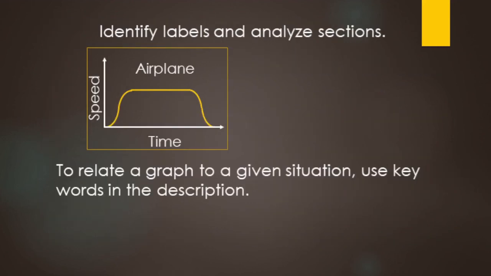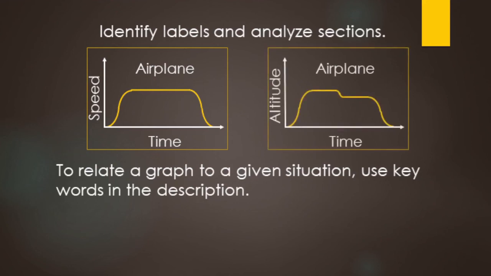So just remember with these graphs, we do want to pay attention to what our variables are. In this case, it's speed and time, and we're looking at the airplane here. For this one, remember we want to use the keywords in the description. This one, there's no description, but we can look at our variables. And so, he's taken off, and so his speed increases, and then now we're at the flying altitude speed, and then slows down and comes to a stop when they land.